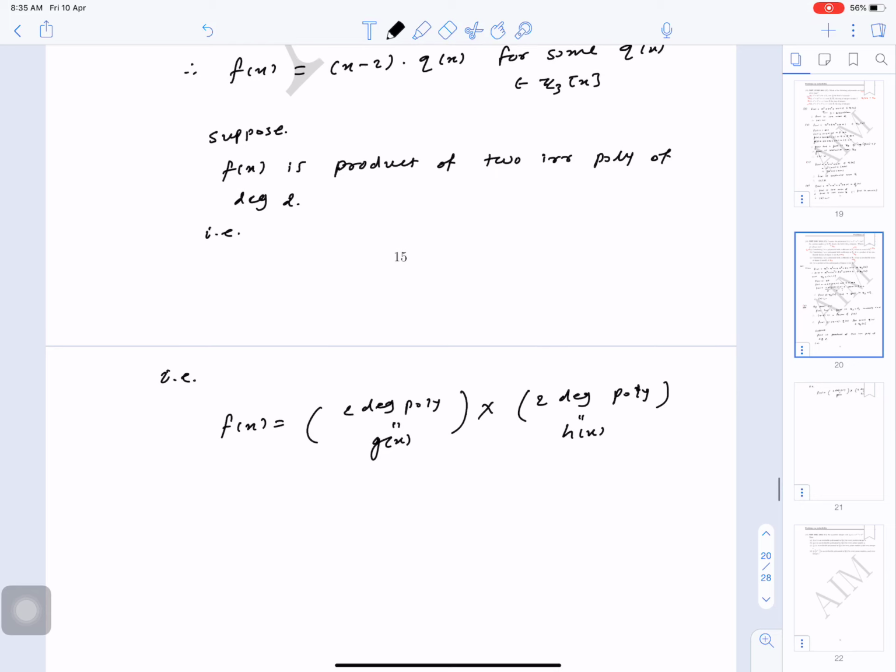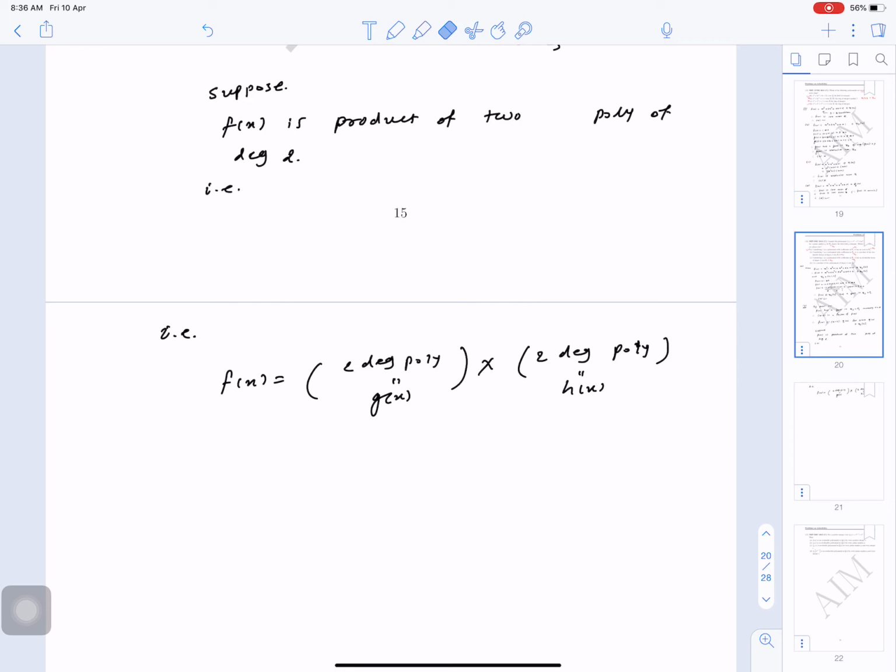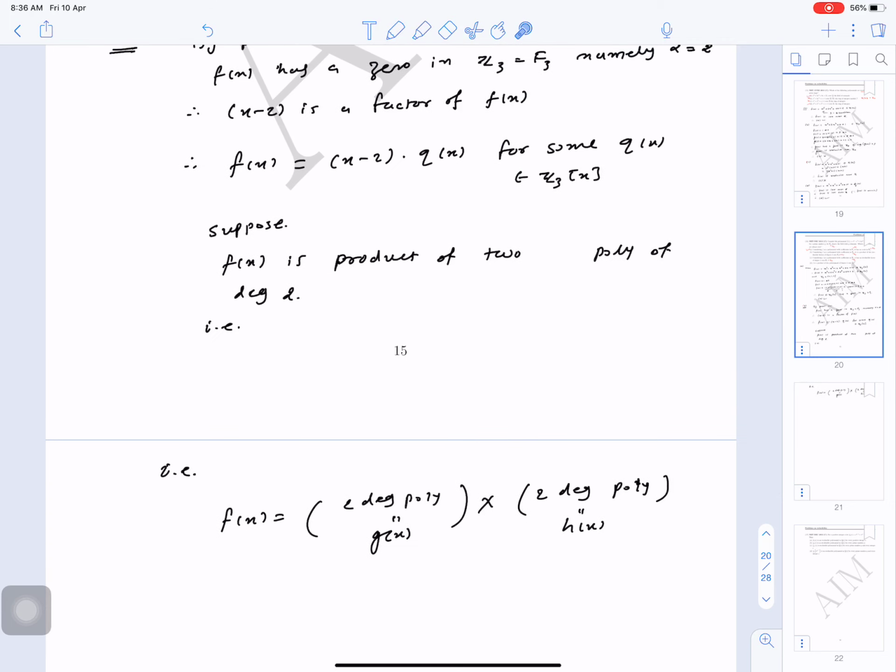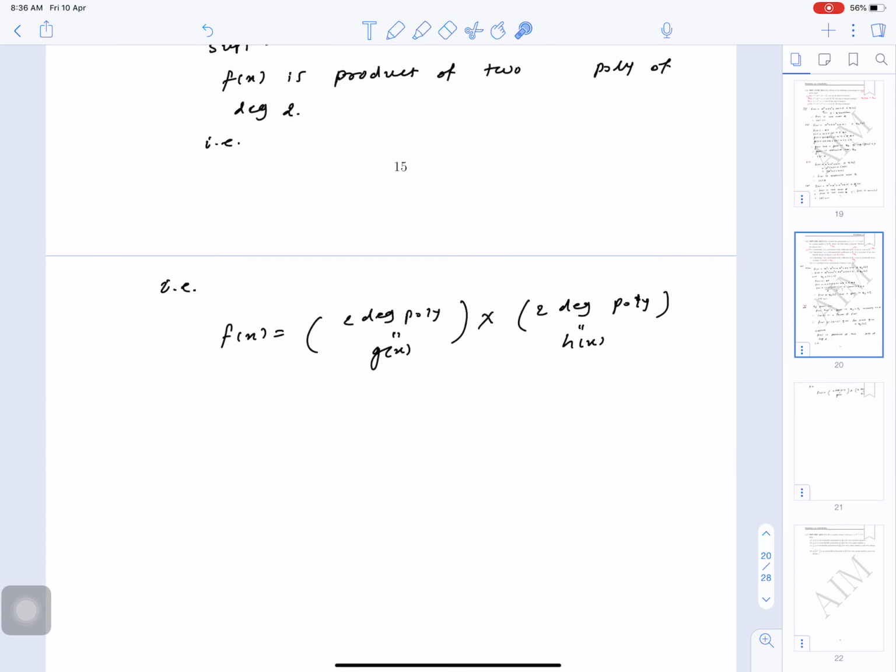Okay, now suppose f(x), let me consider it this way, f(x) is a product of two polynomials of degree 2. Forget about irreducible, consider just a product of two polynomials of degree 2. Then f(x) is a degree 2 polynomial times a degree 2 polynomial. On the other hand, I have f(x) is (x minus 2) times q(x).